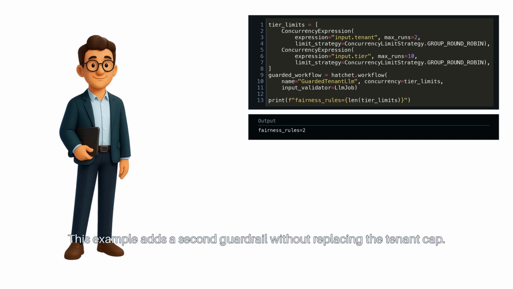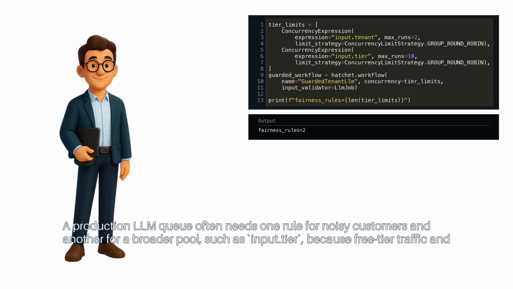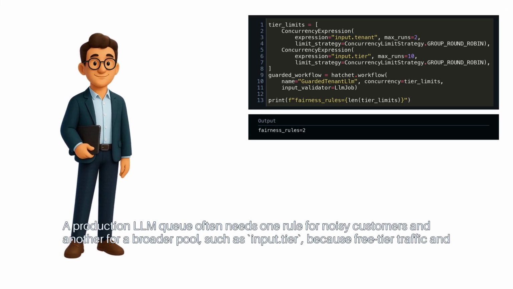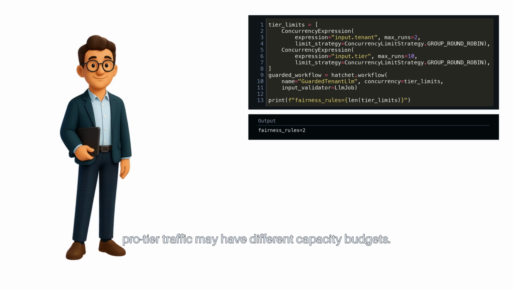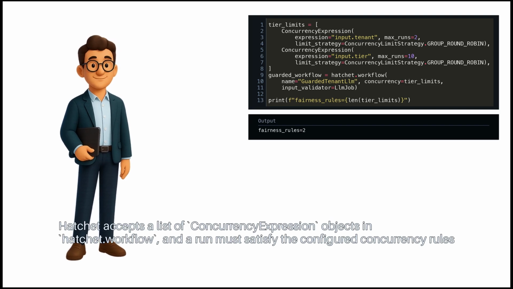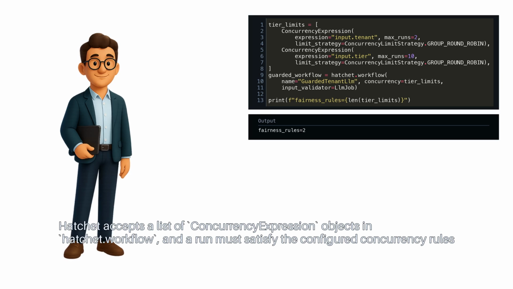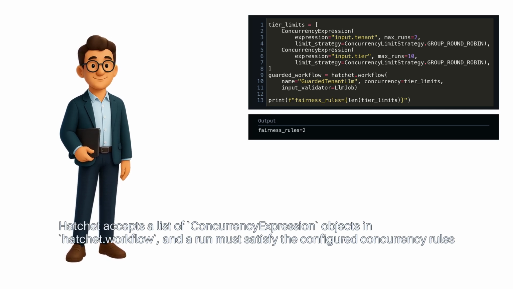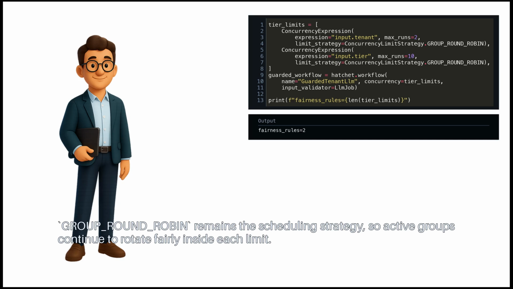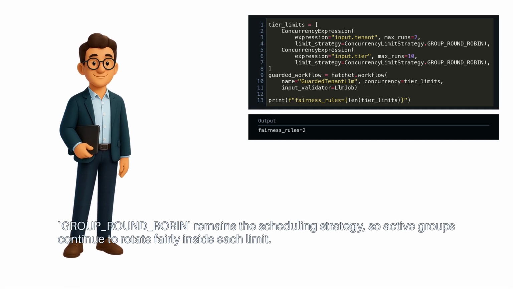This example adds a second guardrail without replacing the tenant cap. A production LLM queue often needs one rule for noisy customers and another for a broader pool, such as input.tier, because free tier traffic and pro tier traffic may have different capacity budgets. Hatchet accepts a list of ConcurrencyExpression objects in Hatchet workflow, and a run must satisfy the configured concurrency rules before it can execute. Group round robin remains the scheduling strategy, so active groups continue to rotate fairly inside each limit.